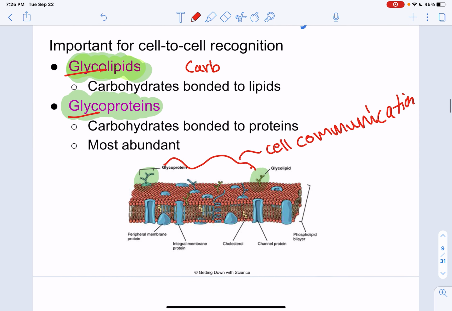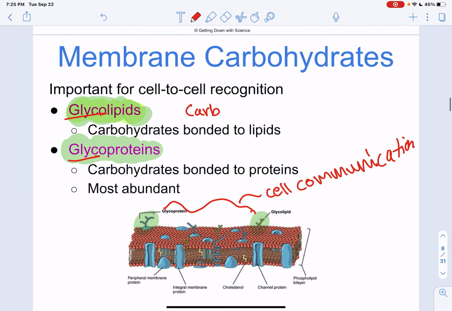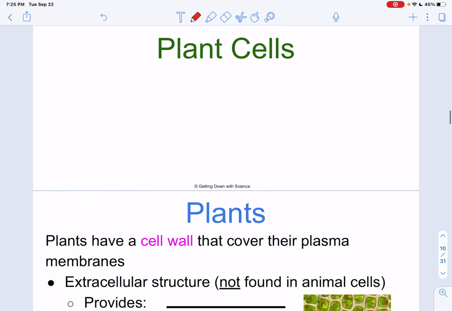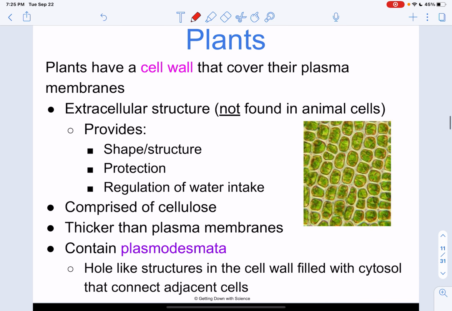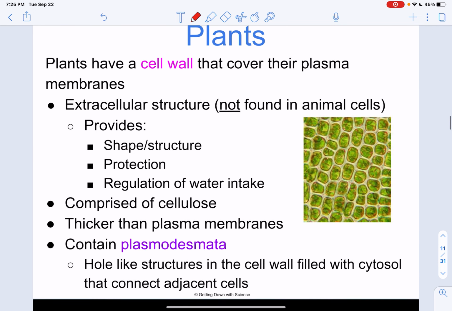And so all of this was for animal cells. This is still going to include plant cells to some extent, but now we're going to start talking about plant cells for just a little bit. Plant cells have an extra layer of protection called the cell wall. And the cell wall is going to go around the plasma membrane. What the cell wall does is that it gives it shape and structure, it gives it protection, and it also acts as a way of regulating water intake, how much water is coming in and out of the cells.